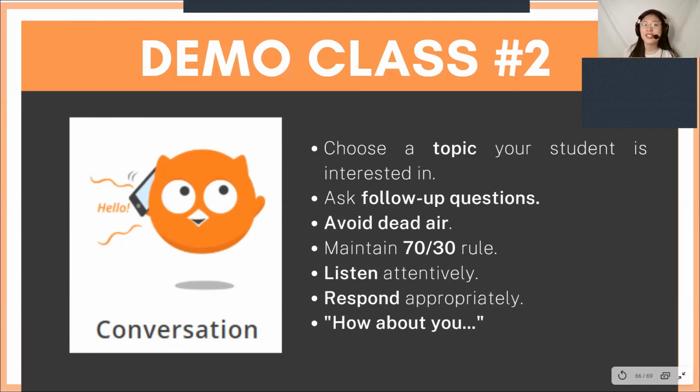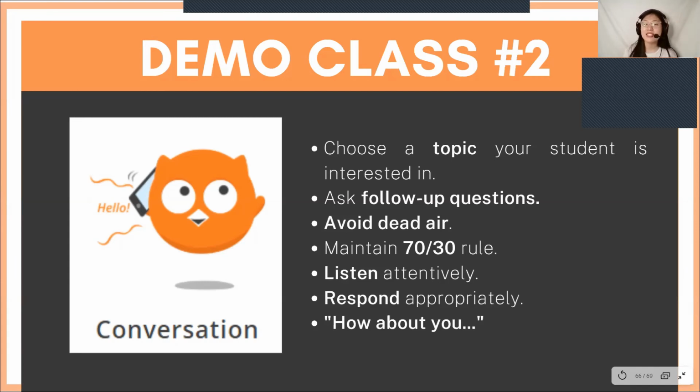Next would be to maintain the 70-30 rule. 70% student, 30% teacher. Make sure to listen attentively and respond appropriately. For example, that's nice, great job, awesome, interesting, things like that. So yeah, make sure to respond to your student. And if your student just keeps on asking you questions, how do we maintain the 70-30 rule? You can just say, how about you?